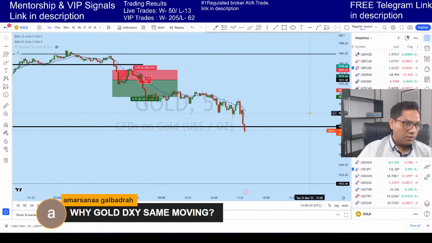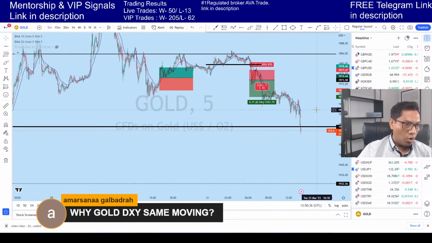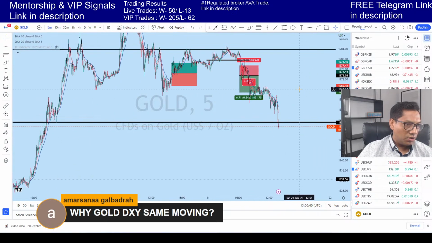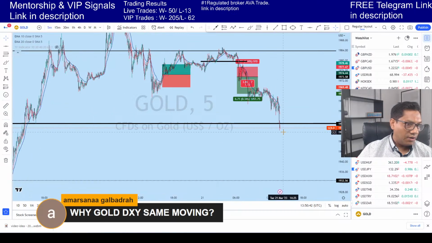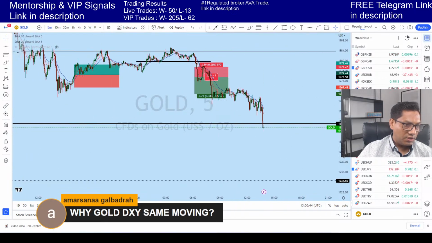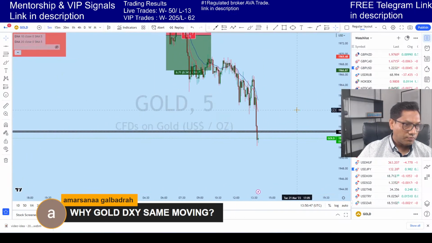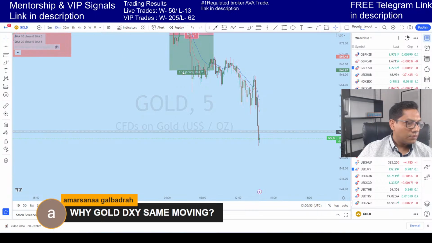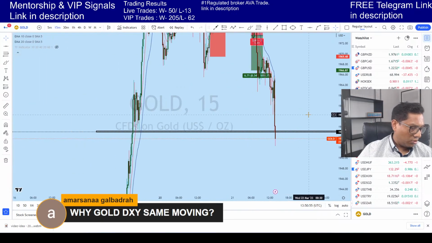Especially if we want to go long on gold, we need a strong rejection like this one here. A structure and a strong rejection, then we can think of going long on gold. Otherwise we'll look to see what it is doing.